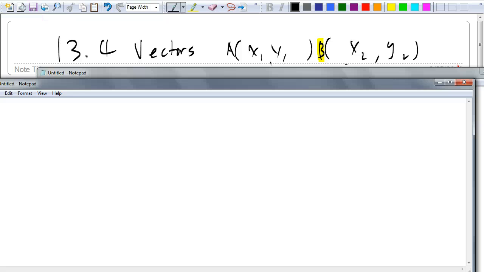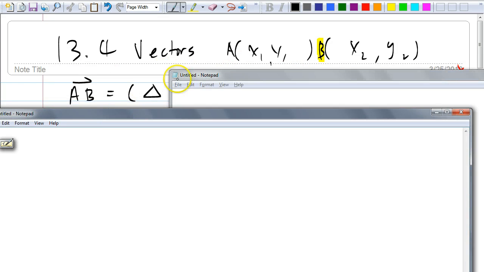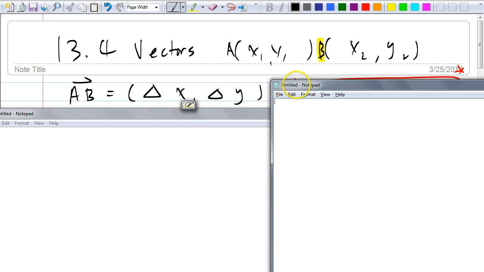So remember we said the vector going from A to B is change in x, change in y. That's an ordered pair, right? So how would you represent change in x? Remember that the triangle means change. So what would you write using these points then? I want you to discuss with your team. Go ahead, I'll wait. How would you represent this using these points?